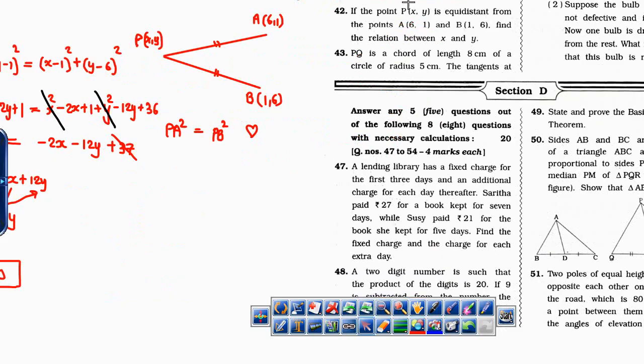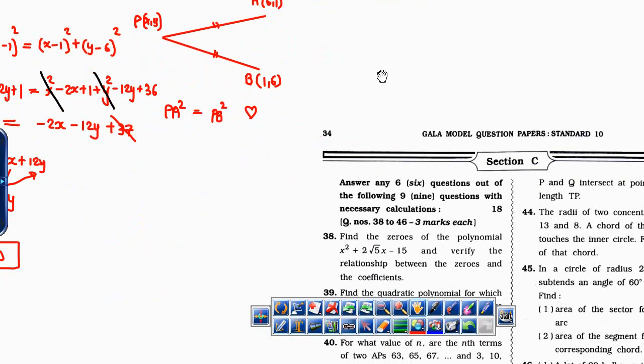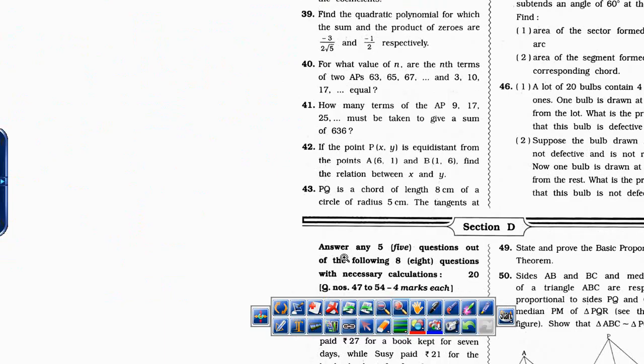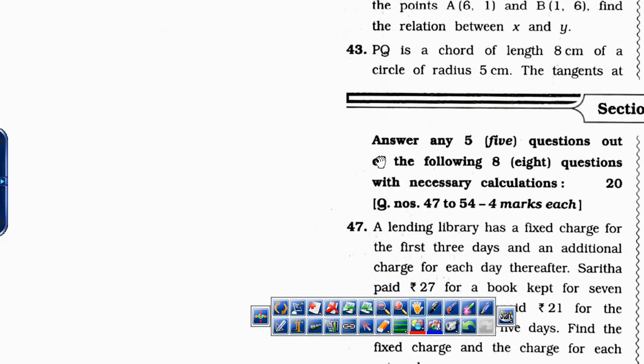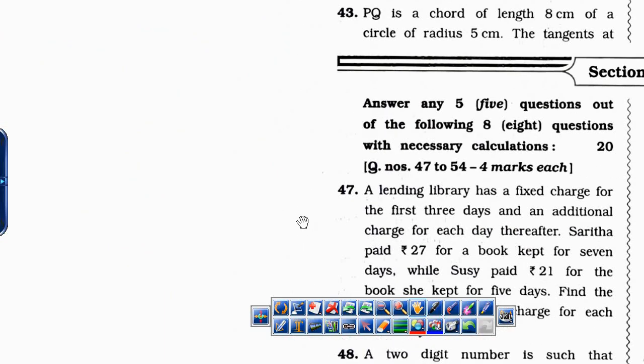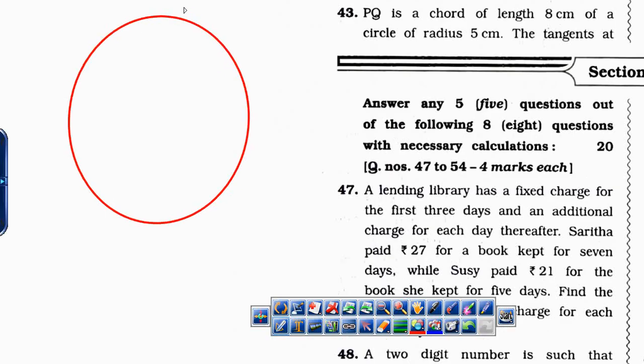Question number 43. PQ is a chord of length 8 cm of the circle of radius 5, and the sum is incomplete. Circle, chord, center, radius, and this distance.